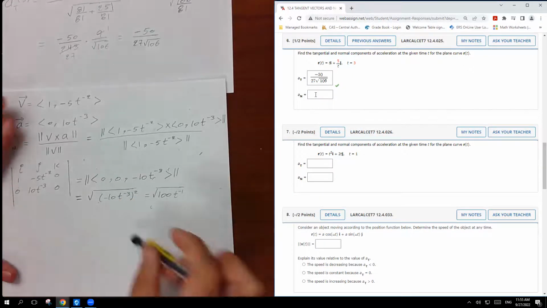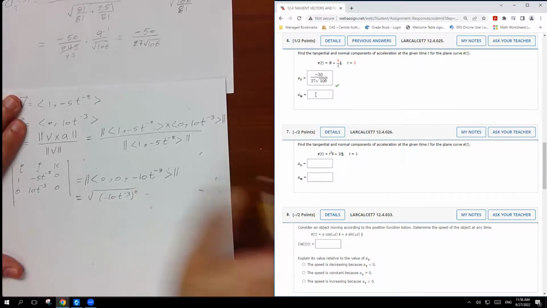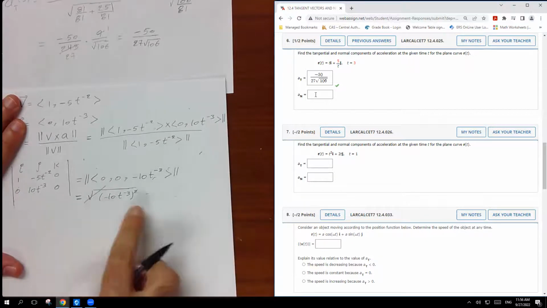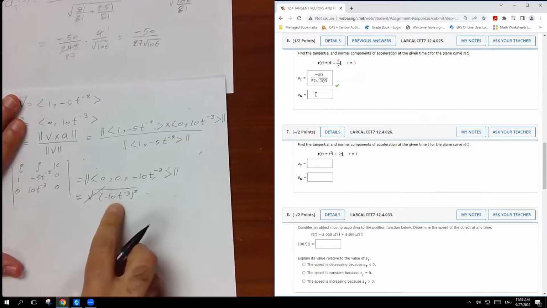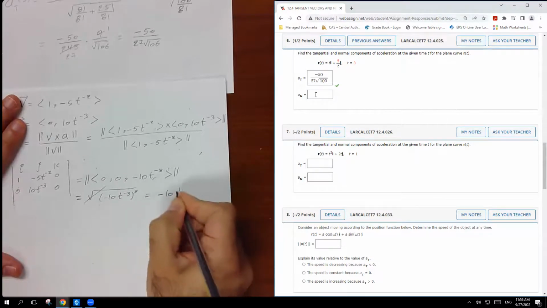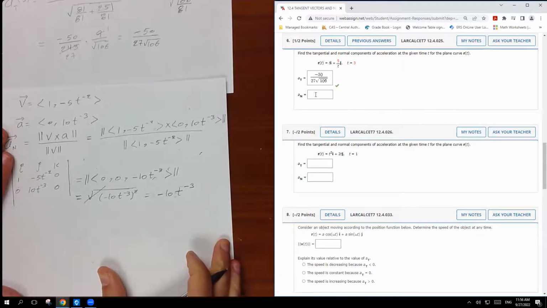I can make this one easier if I just cancel the square with this one, because it's only one term. There's not a number with this one, so it's easier to cancel to make it just negative 10 T to the negative 3. Now it's easier to work on this one.